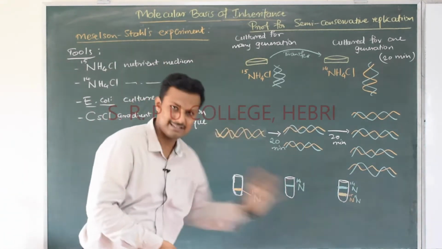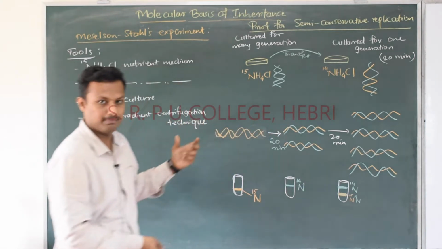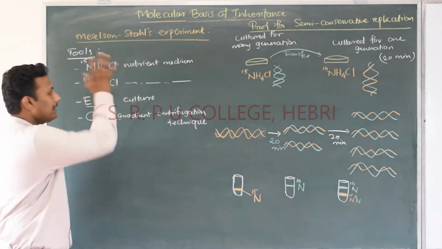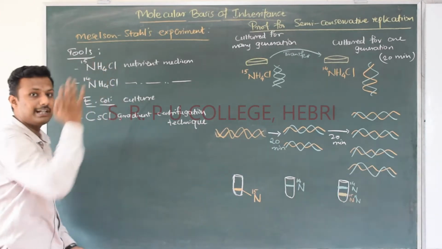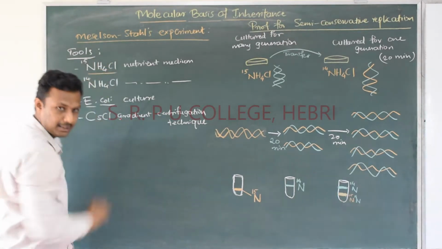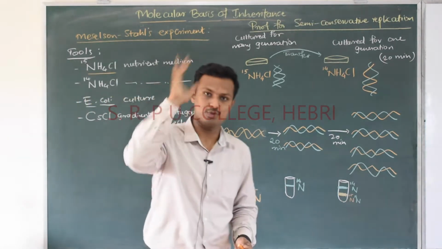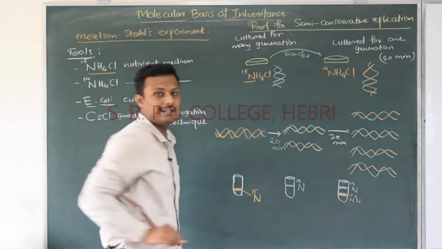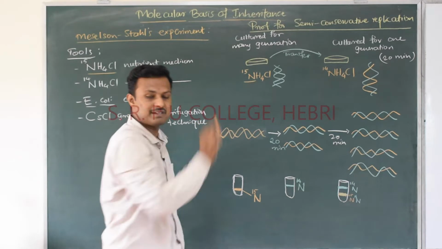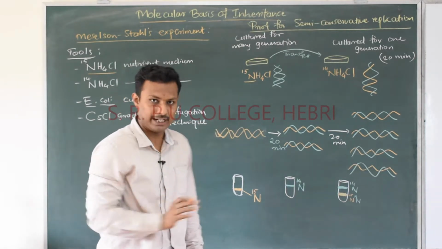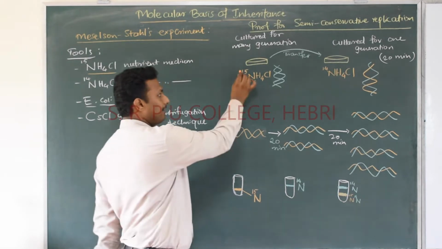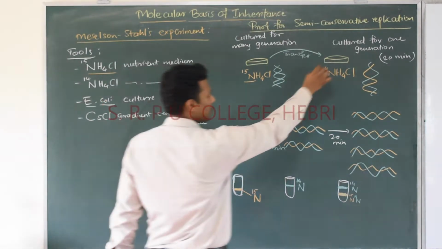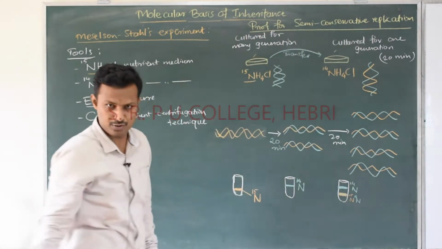I'll just glance at this experiment very briefly, and then we can move on to the next aspect of replication. In yesterday's class I told you the tools used in this experiment are the NH4Cl media. There were two nitrogen sources, two nutrient media. One with N15 NH4Cl, that means the nitrogen source was the heavy nitrogen, an isotope of nitrogen, the N15 isotope. Whereas in the other case, normal nitrogen, that is N14.